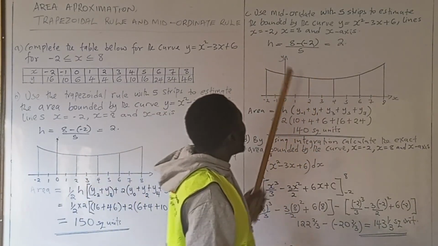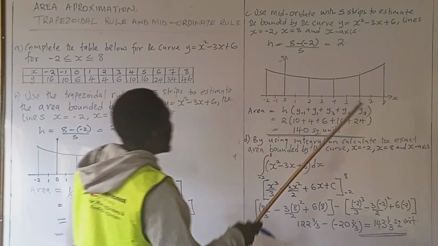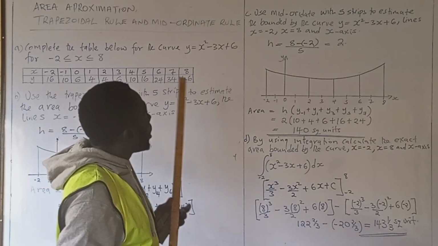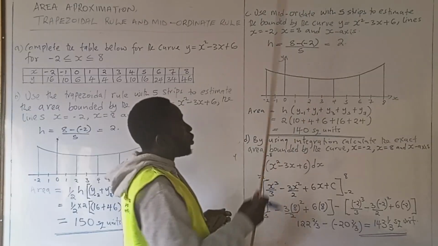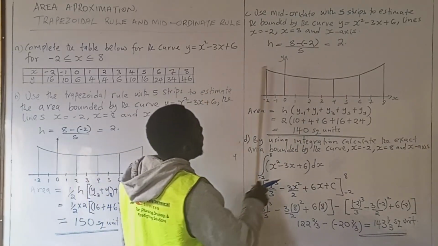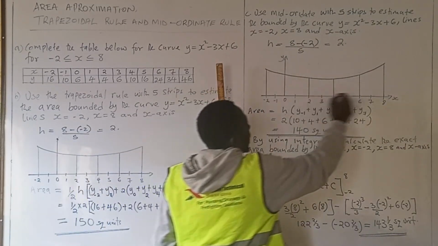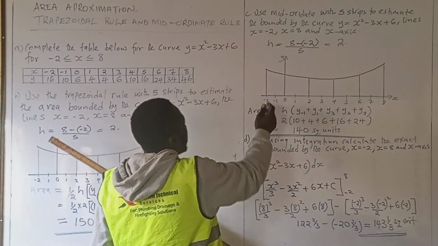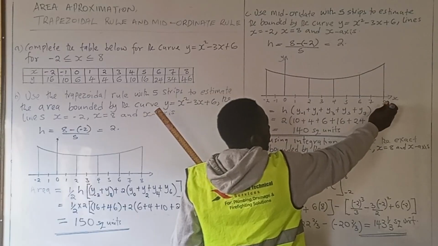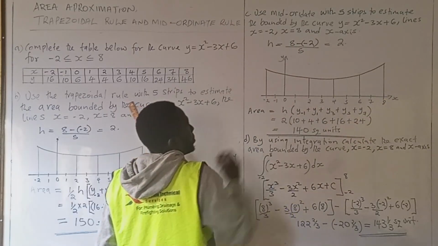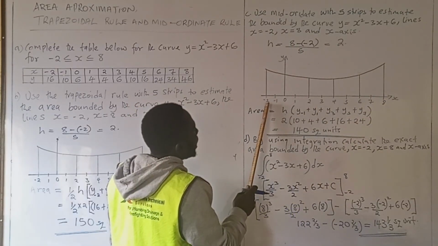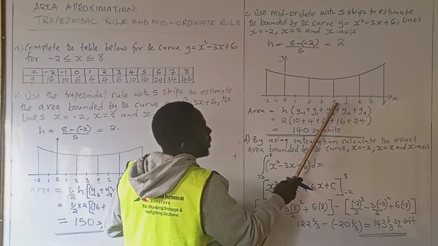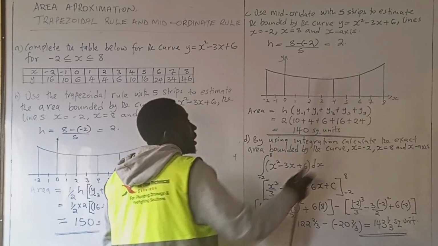So you get h again, which will be the last value minus the first value divided by the number of strips. So you get 2. Again you sketch a graph with all the values from -2 up to 8, and you divide it into 5 strips. So 5 strips means: -2, you add 2, you get 0, you add 2, you get 2, you add 2, you get 4, you add 2, you get 6, you add 2, you get 8.